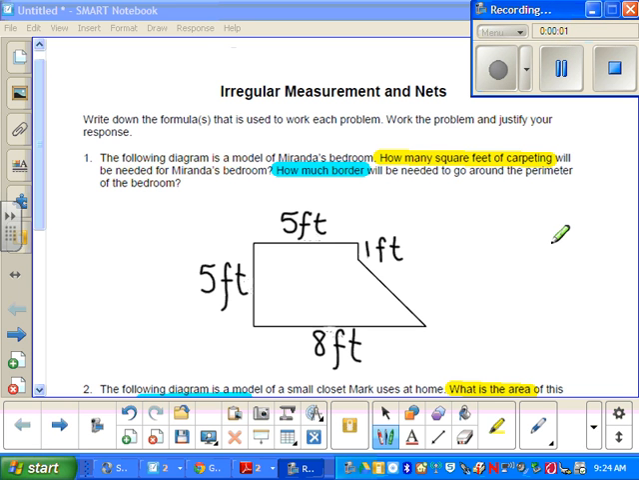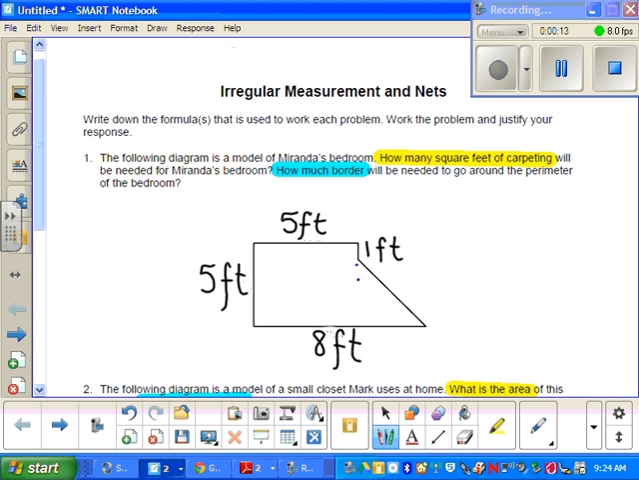8th graders, we are going to be doing irregular measurements in nets. That means that we're going to have shapes that are irregular. So they're not a square, not a triangle, not a trapezoid, not a circle, but we're going to make them into squares, triangles, and rectangles. So right here, I just drew a dotted line to make a triangle and a rectangle.